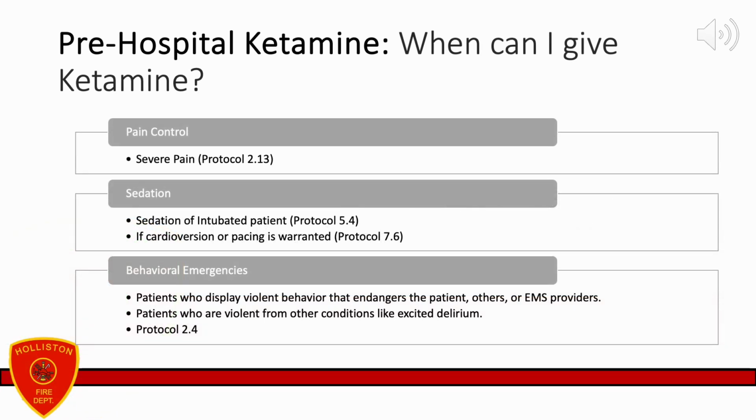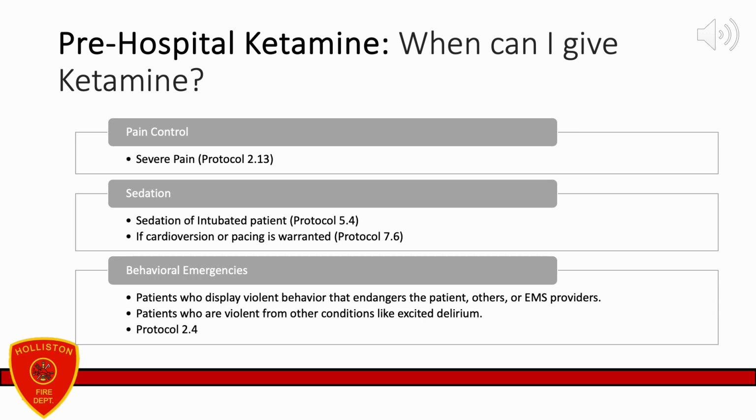Okay, so when can I give ketamine here in Massachusetts? So very specifically, the protocols for OEMS are as follows. Pain control. Under the severe pain protocol, protocol 2.13 is our indication here and how we'll be able to give that for pain management.